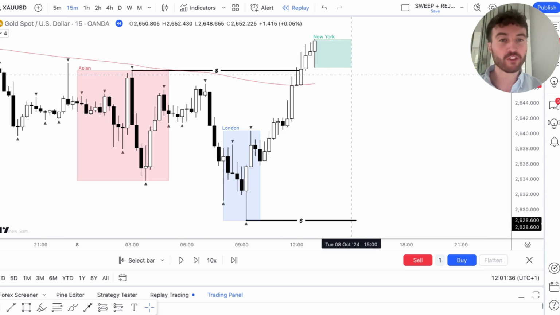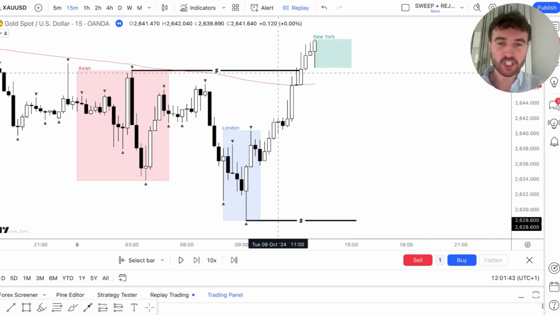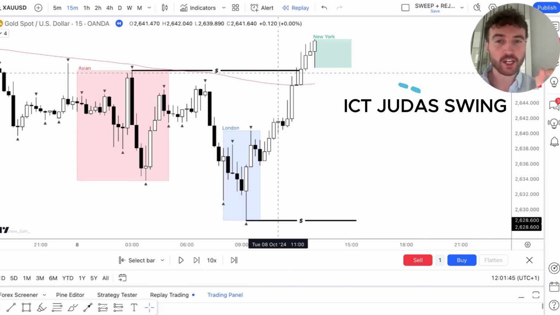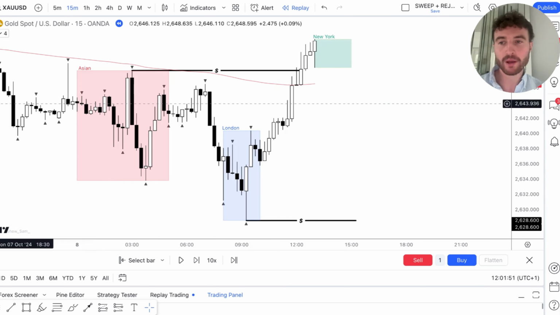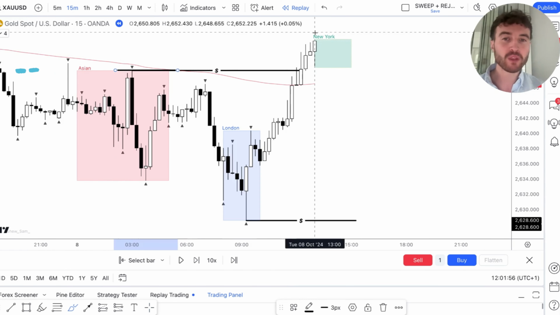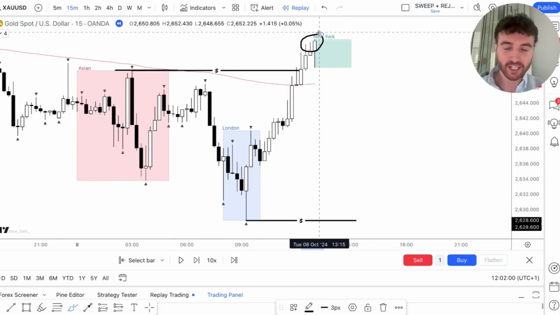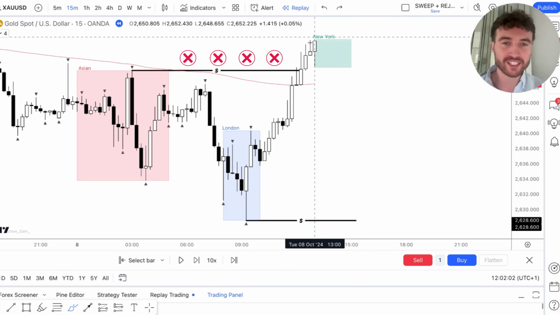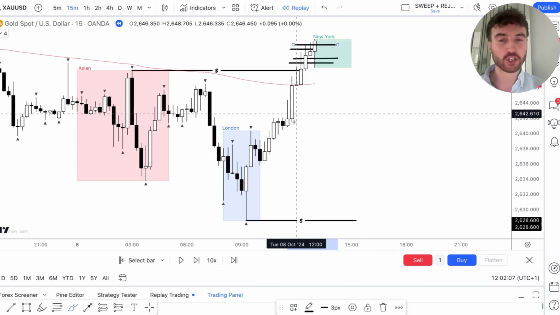So during the New York session, what we see is a sweep of the Asian session high. So this is what we call an ICT Judas swing. And simply put, this is a session-based liquidity sweep. And all that means is we've got an Asian session high right here, and price simply deviated above, manipulating all of this buy-side liquidity that was resting above the Asian session high.